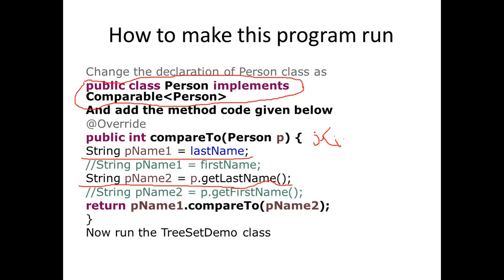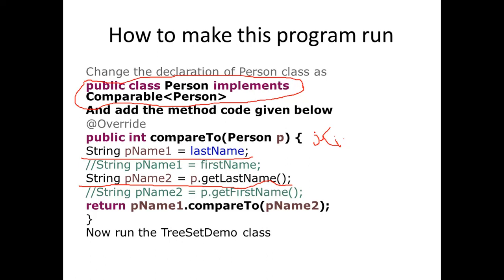If pname1 is greater than pname2, you will get the return as 1. And if pname2 is greater than pname1, you will get a return as -1. So writing this method, you are going to get the appropriate output.